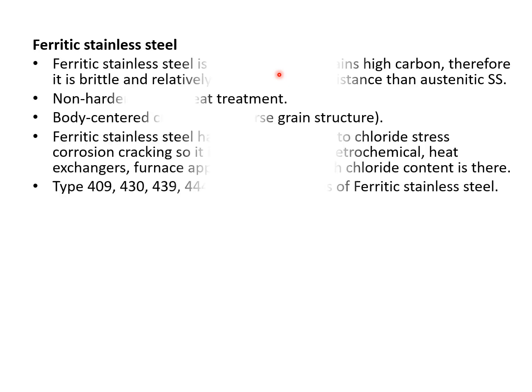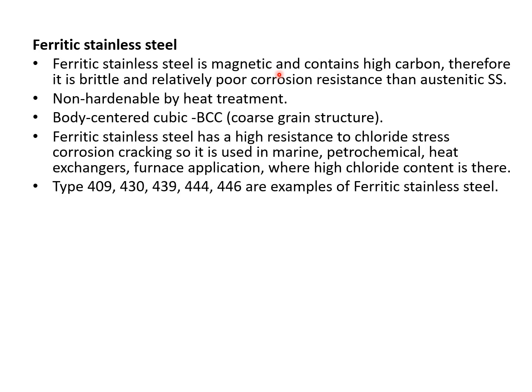So further, let's see about ferritic stainless steel. Ferritic stainless steel is magnetic in nature and contains high carbon, therefore it is brittle and has relatively poor corrosion resistance compared to austenitic stainless steel. Non-hardenable by heat treatment. It has a body-centered cubic coarse grain structure.